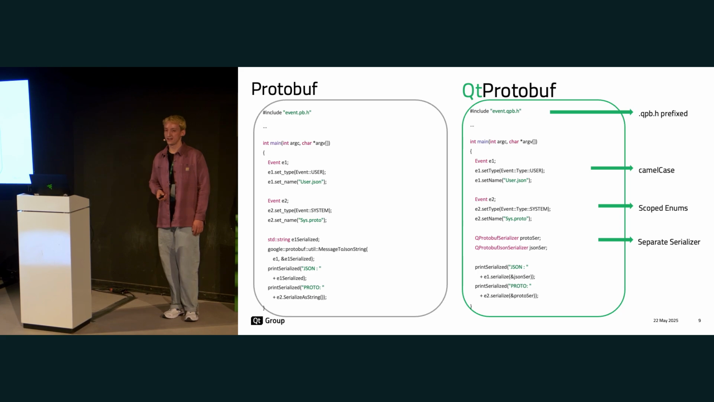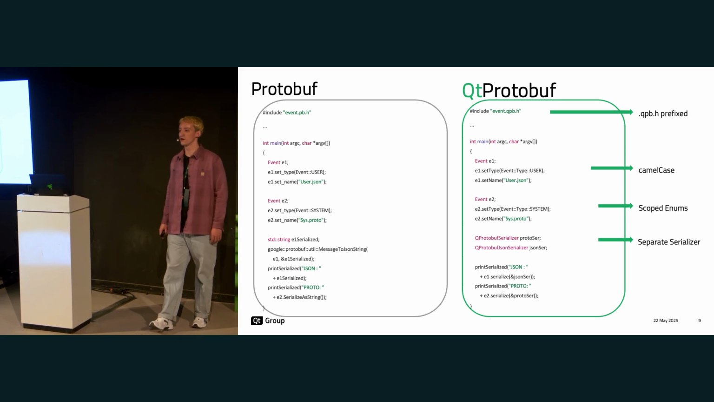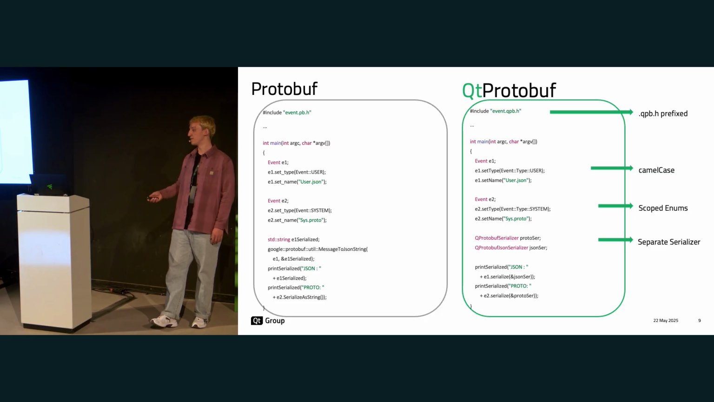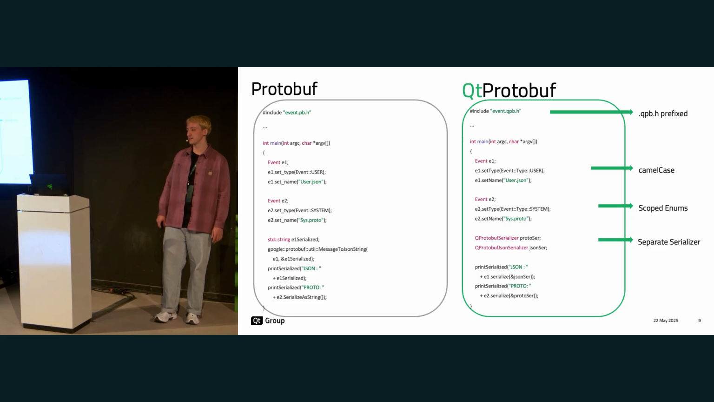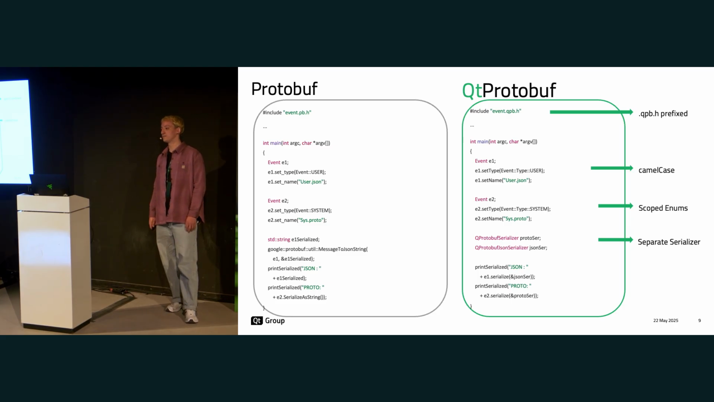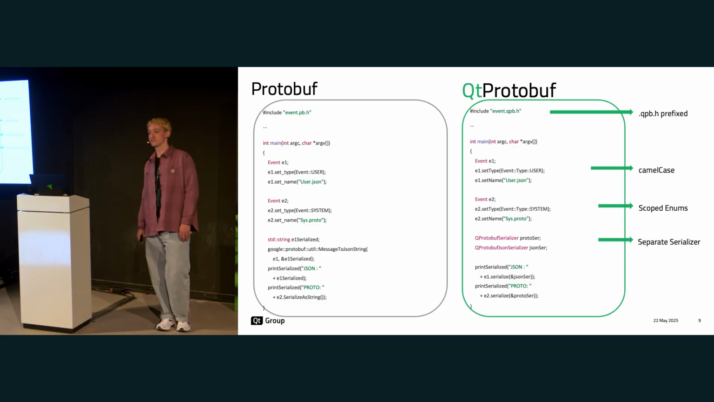So here on the left slide, you see the Protobuf code from the beginning, and on the right, the QtProtobuf equivalent. So you see, first of all, our headers are QPB prefixed. Then by default, we use camel case for the generated API. Our enums are scoped, and the bigger difference is we have separate serializers.